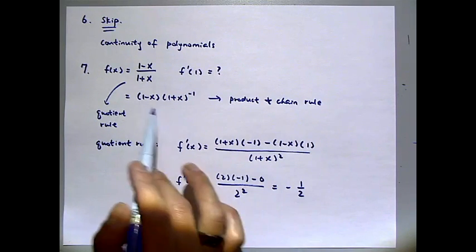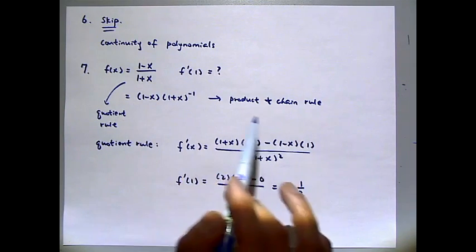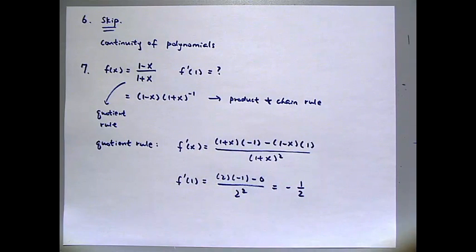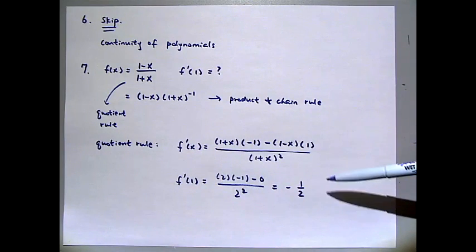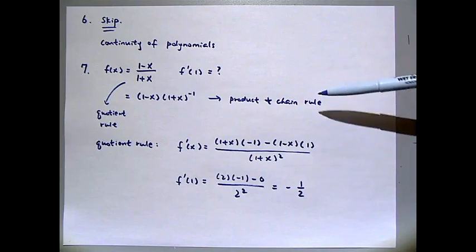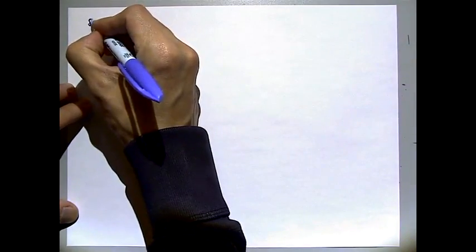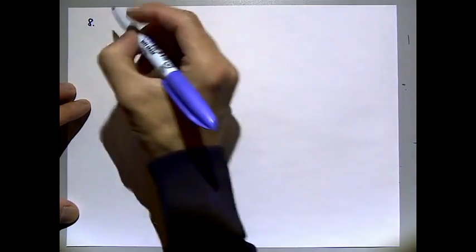The other one, quotient rule, product rule plus the chain rule, is a little bit longer than this one. This one is more direct. But it's a choice. You know lots of rules now, so you have lots of choices. Number 8.